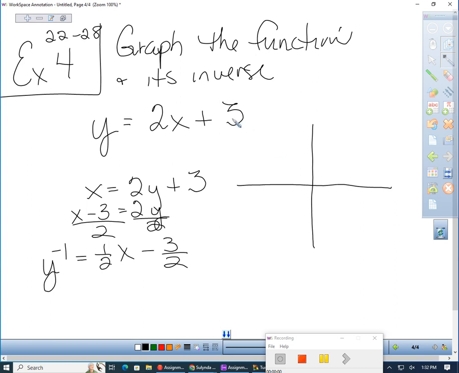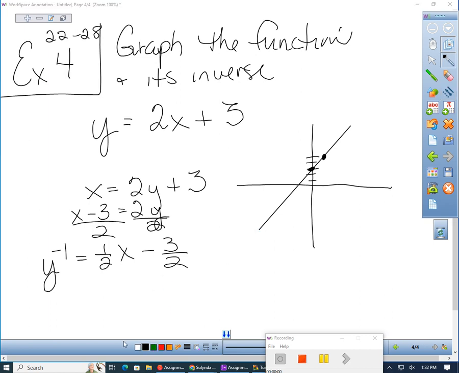First one to graph, how do I graph a line? I start where? I'm going to graph this one first. Yes, that is a 3. So we're going to start at 3, right? And then we're going to do our slope up 2 and over 1. And I'm going to connect my dots. So here is my original function.